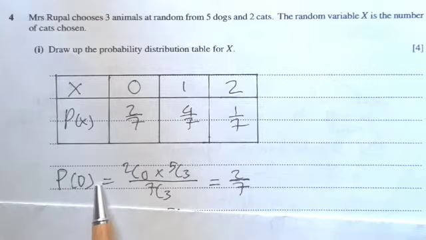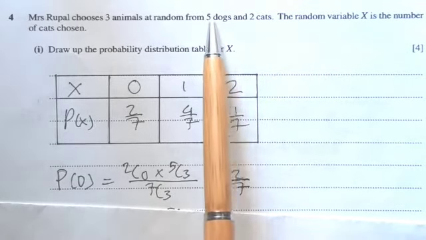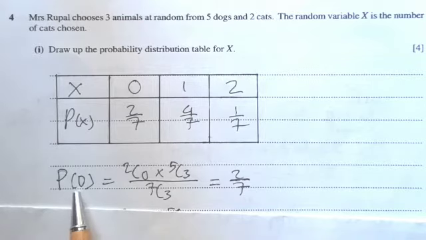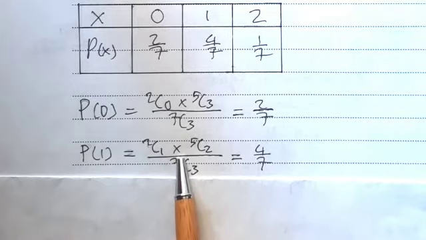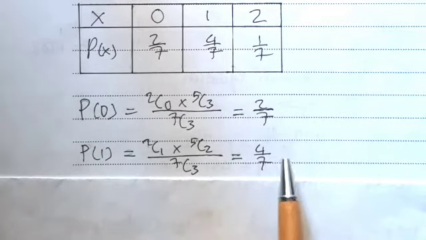The probability when x is 0, meaning no cats, is 2 combination 0, the 2 being from 2 cats, times 5 combination 3 from the 5 dogs, per 7 combination 3. Yes, of those 7 animals, we choose 3 from the 7 animals, that is 7 combination 3. So the probability when x is 0 is 2 over 7. When x is 1, we choose 1 cat from 2 cats, 2 combination 1, times 2 dogs, 5 combination 2, per 7 combination 3, that is 4 over 7.